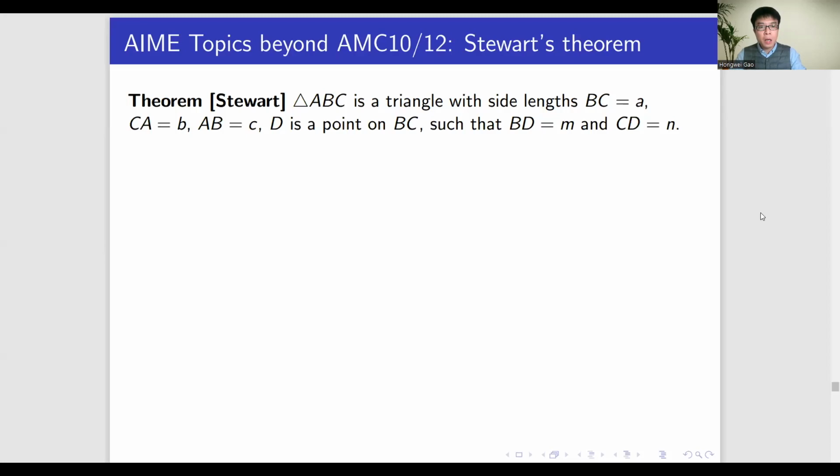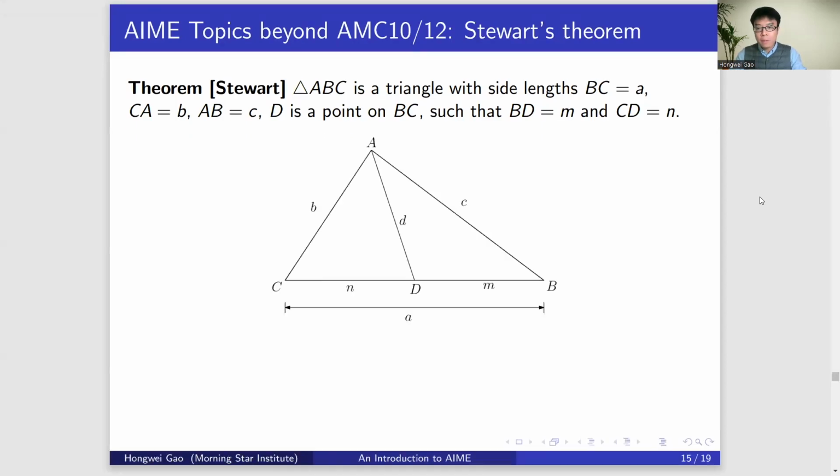The last AIME topic we are going to share today that is beyond AMC 10/12 is Stewart's theorem. Here's the statement. Let ABC be a triangle with side lengths BC equals a, CA equals b, AB equals c. For D, any point on the side BC, suppose CD has length n, BD has length m, and we assume AD has length d.